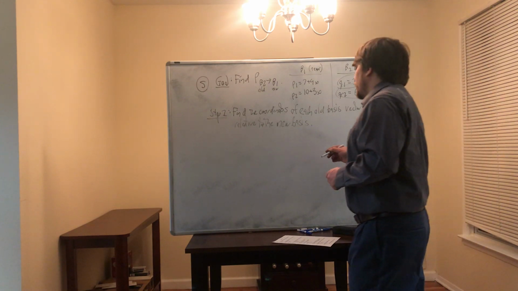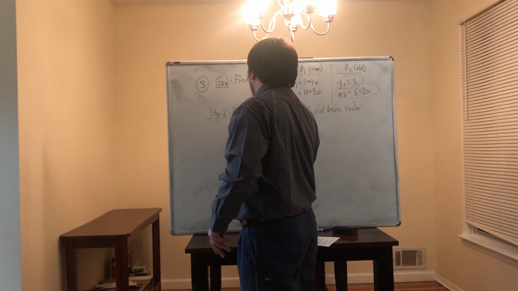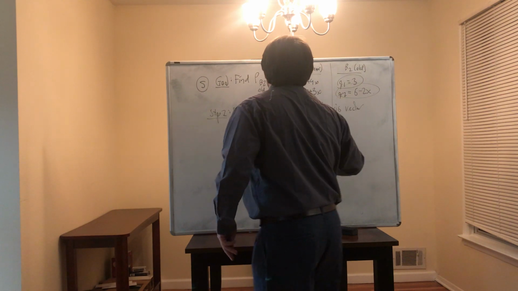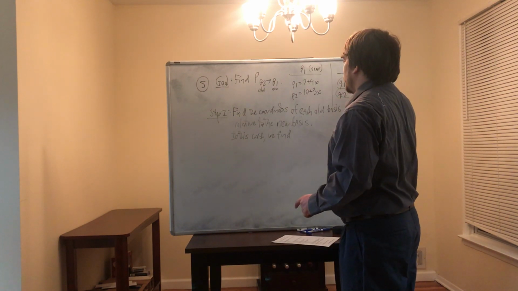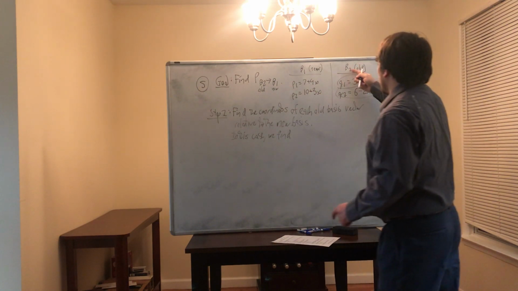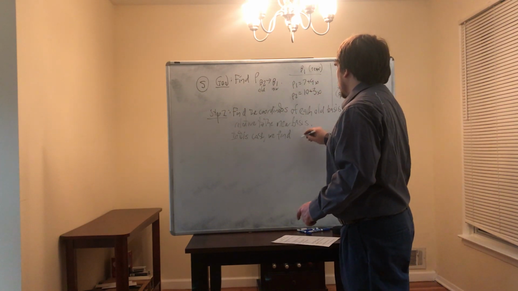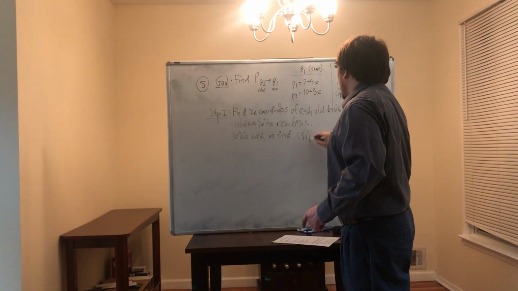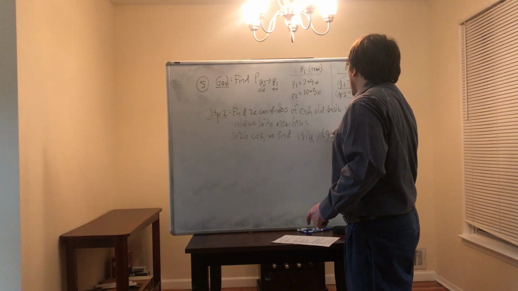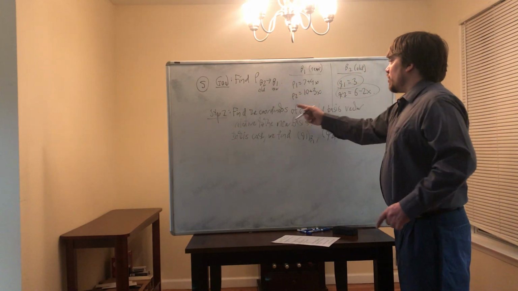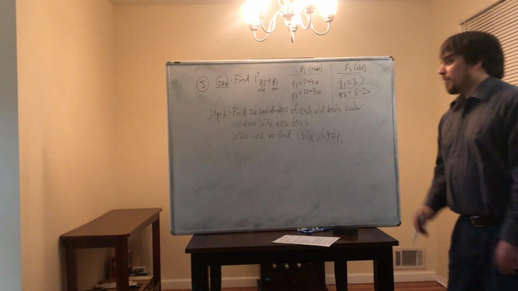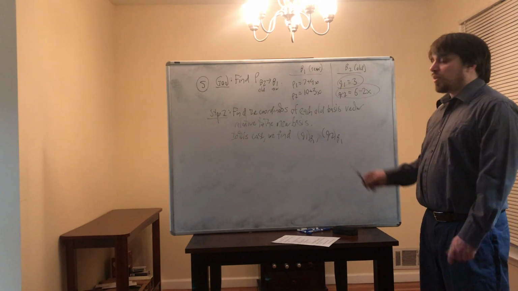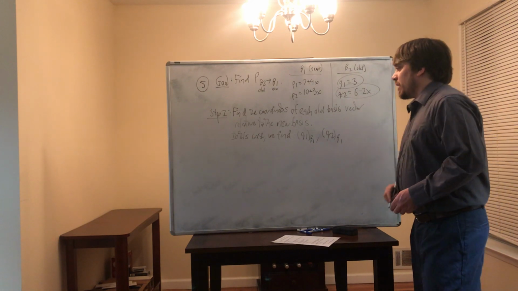Okay? So in this case, we find the coordinates of each old basis vector, which is the basis vectors in basis B2, which is Q1. We want to find the coordinates of Q1 relative to the basis B1, and we want to find the coordinates of Q2 relative to the new basis also B1. Okay, that's step 1.